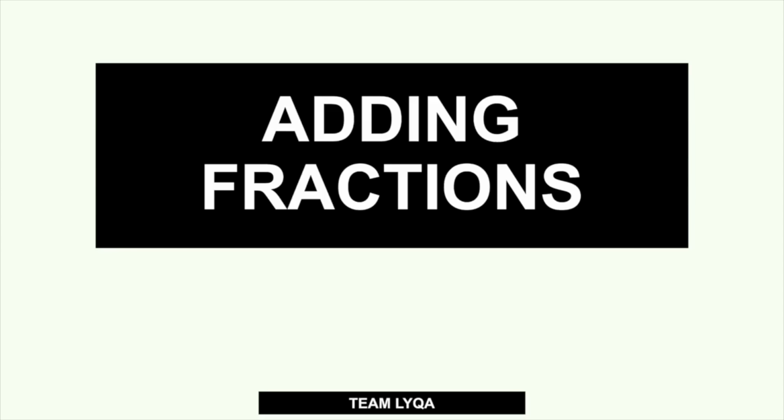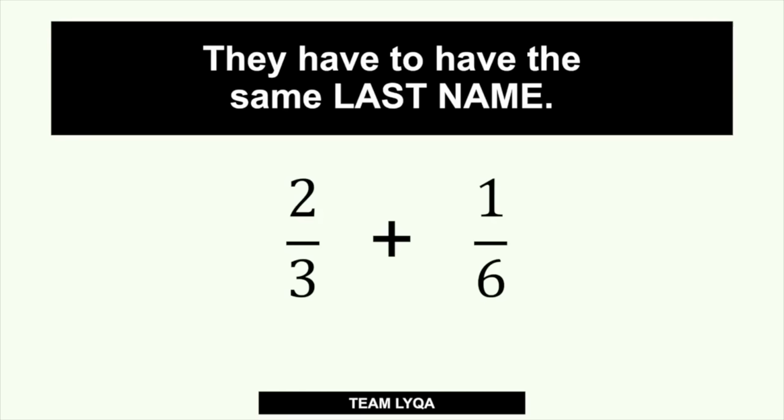Alright, let's talk about adding fractions. I'm going to give you two options sa kung paano nyo ito isosolve. So this is actually, I think, a little better than the old video. Okay? Now, again, ang rule natin dito is they have to have the same last name. Yung same last name na pinag-uusapan natin in this situation is yung denominator or yung number na nasa ilalim nila. In order for you to be able to add the two fractions or the three fractions or kung ano man siya, kailangan pare-pareho sila ng last name or apelido.